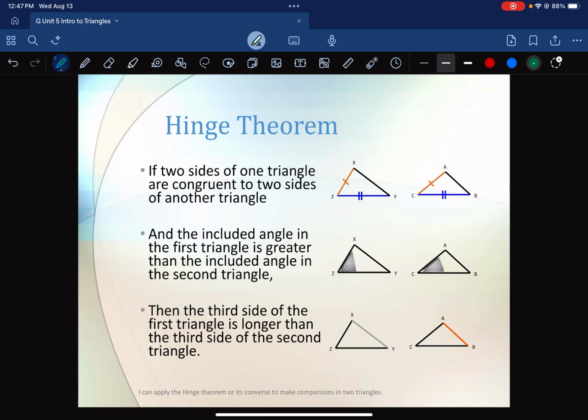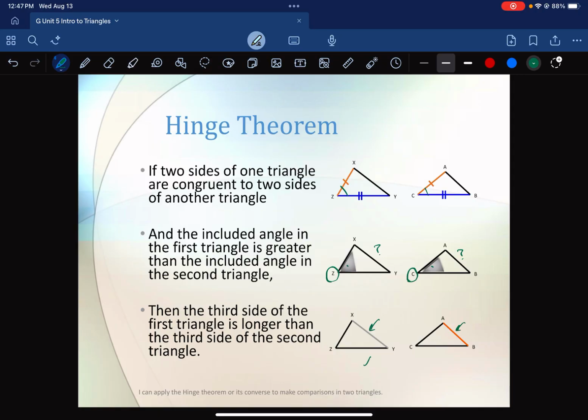Then they move to the angle between those pairs of congruent sides. So if this angle Z right here is greater than angle C, then what must be true about these two sides across from them? If these two sides are equal to those two sides, and this angle is larger than this angle, then the third side of the first triangle must be longer than the third side of the second triangle.